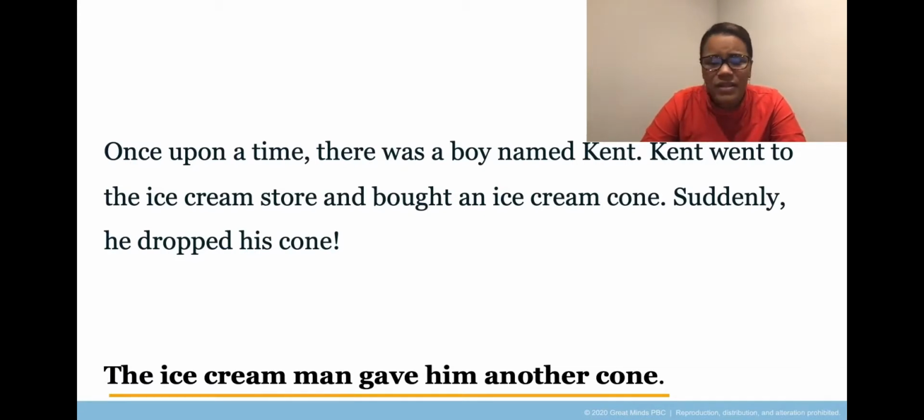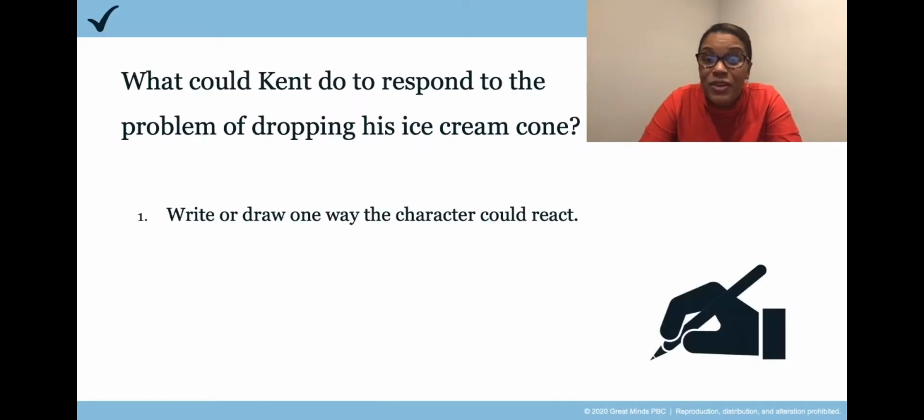So, what could Kent do to respond or react to the problem of dropping his ice cream cone? I'm going to say that again. What could Kent do to respond or react to the problem of dropping his ice cream cone? Think. What could happen next? Now, you're going to help me improve my story by adding a response to the problem. Remember, the question is, what could Kent do to respond to the problem of dropping his ice cream cone? How could he react?